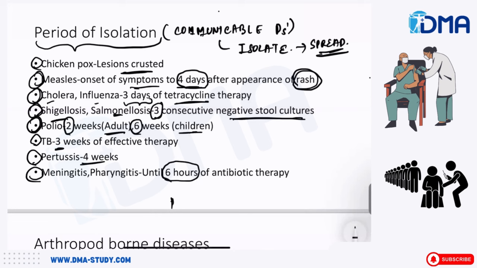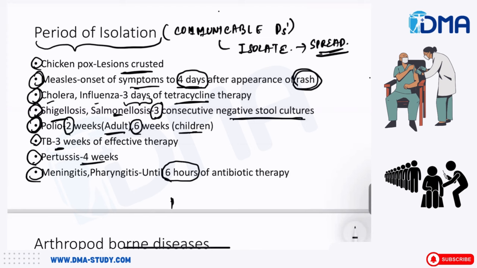You have to know all these things by heart, because based upon the period of isolation, we are isolating the patients so that the spread of the disease will be minimized. In chickenpox, till the lesions are crusted, he has to be isolated. In measles, 4 days after the appearance of rash. In cholera and influenza, 3 days of tetracycline therapy. In shigellosis and salmonellosis, 3 consecutive negative stool cultures. In polio, 2 weeks for adults and 6 weeks for children.